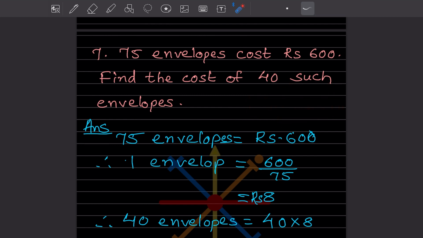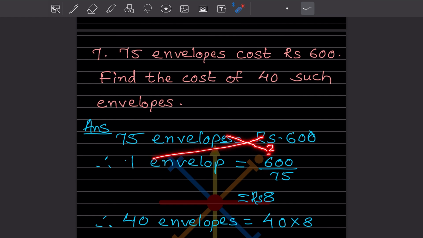So now what does this say? 75 envelopes cost 600 rupees. Find the cost of 40 such envelopes. We are not going to see directly the cost of 40 first. What is given here is that 75 envelopes cost 600 rupees. So first, let us see what will be the cost of one envelope. So one envelope will be, what are you going to do? You're going to cross multiply. Here we don't have anything.